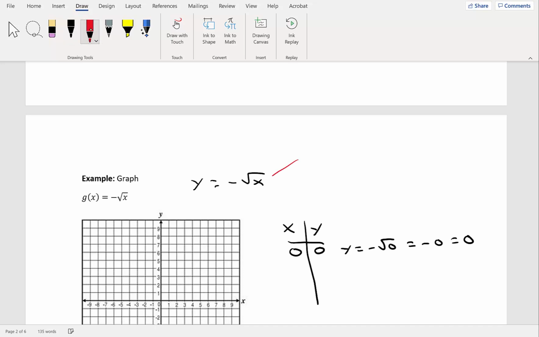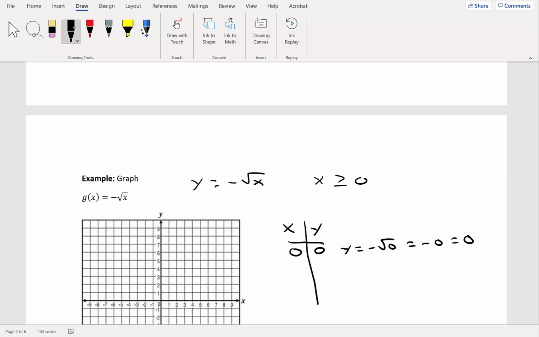Now be careful here. You can't choose any values for x that are going to make the inside of the square root negative, because that's not a real number. It's not part of the domain. Remember the domain here, you would have to set the radicand greater than or equal to 0. So we have to choose values for x that are greater than or equal to 0. So we can't choose any negative x values in this case.